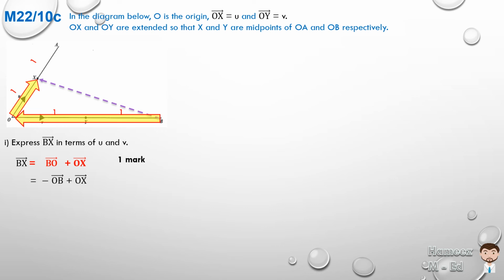And we can substitute there. What is OB? OB is 2v. So we'll have minus 2v plus u.